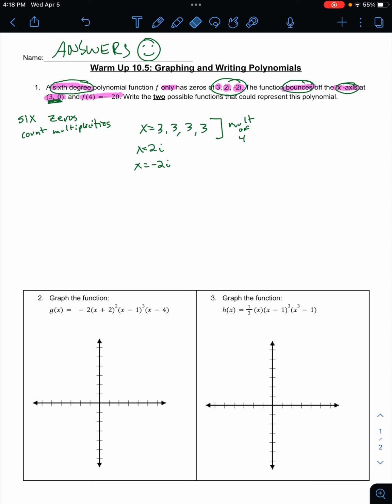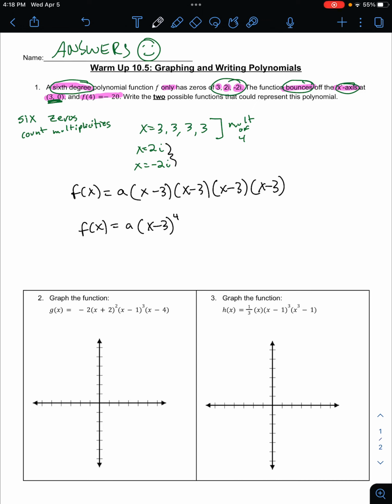The other zeros are going to be imaginary, x equals 2i and negative 2i. So if I want to put this function together, I can say f of x is going to be equal to, put an a value out in front because we don't know what the stretch or shrink of this polynomial might be. If I call my multiplicity at x equals 3, 4, I could write it 4 times, right? I could keep writing this out. Or I could really condense it and just write (x minus 3) all to the 4th power. But that gets me to the 4th degree. I need to get to 6th.